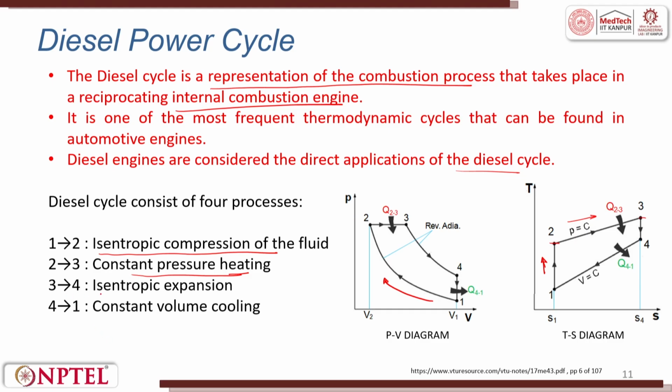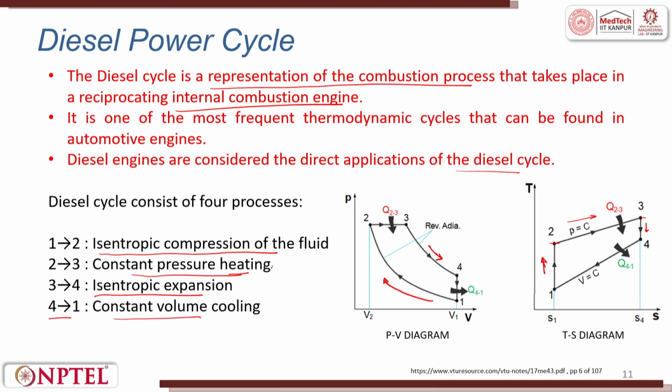Then comes process 3 to 4, that is isentropic expansion. Because expansion is there from 3 to 4, we have an increase in volume, and this is isentropic, so the entropy does not change. Then comes process 4 to 1, that is constant volume cooling.